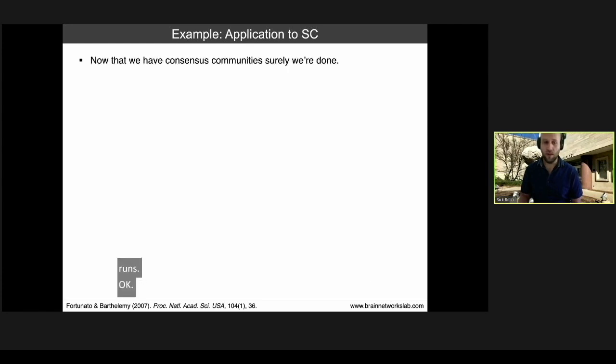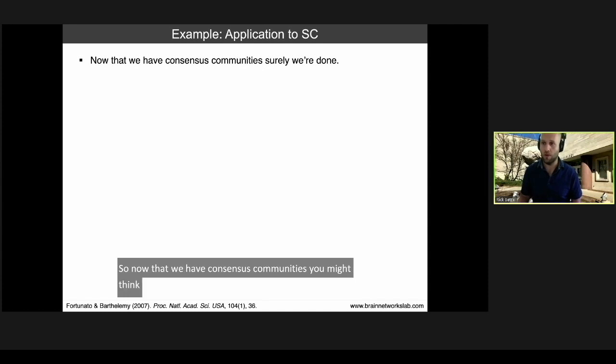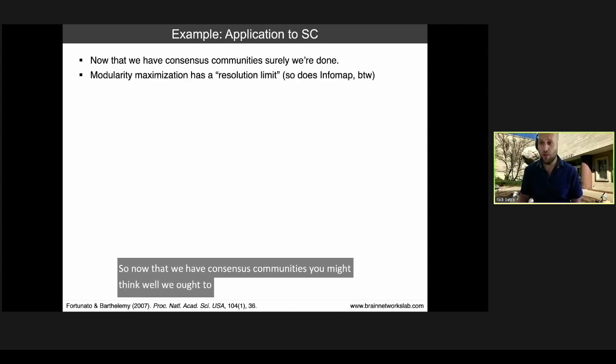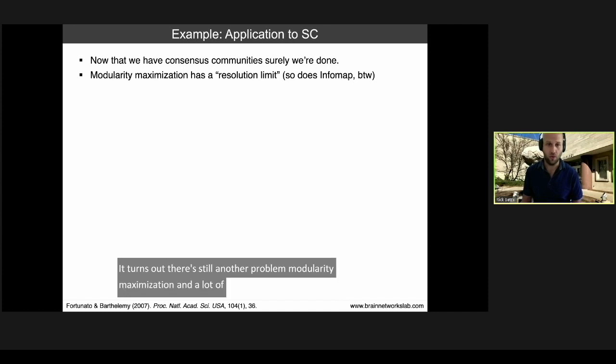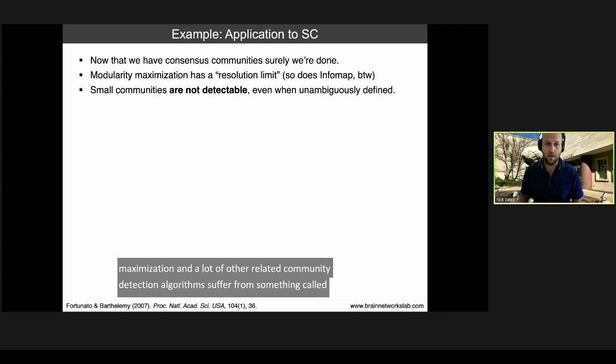So now that we have consensus communities, you might think, well, we ought to be done by now, right? This is what we want. We have a set of communities and we're happy with them. Well, it turns out there's still another problem. Modularity maximization and a lot of other related community detection algorithms suffer from something called a resolution limit. And what that means is that even if a small community is unambiguously defined, the quality function is actually blind to it. It is incapable of detecting small clusters.